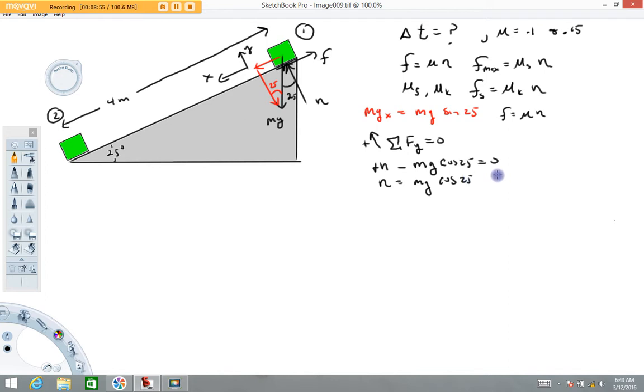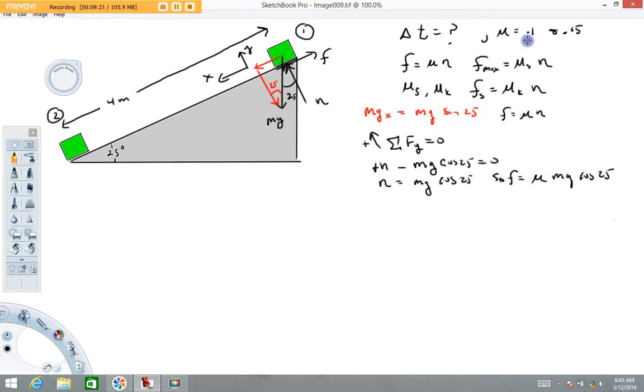All right, so we can say that the frictional force is equal to the coefficient of friction times the normal, which is mg cosine 25. So now the million-dollar question is, is this thing going to start sliding or not? We need to determine that. And the reason we need to determine that is we need to determine if this coefficient of friction is relevant or not. Is it going to start sliding?